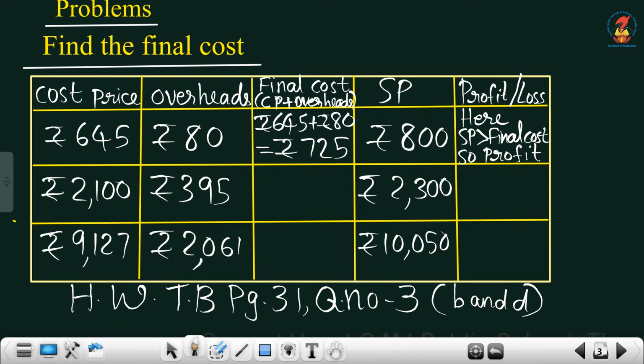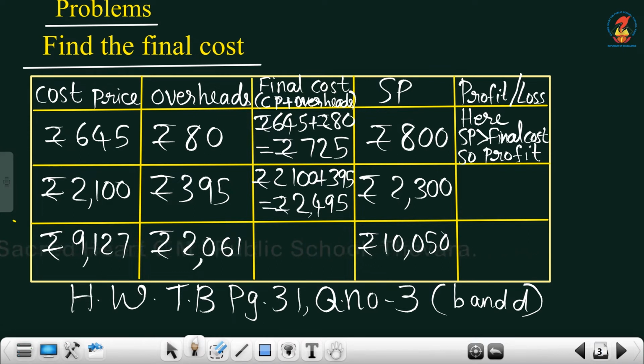Then, the next problem: the cost price is given in the question, that is 2100, and overheads 395. And the final cost is how much? CP plus overheads. CP is what? 2100 plus 395. You will get what? Rupees 2100 plus 395. You will get what? That is 2000 rupees 2495. Is it correct? Yeah.